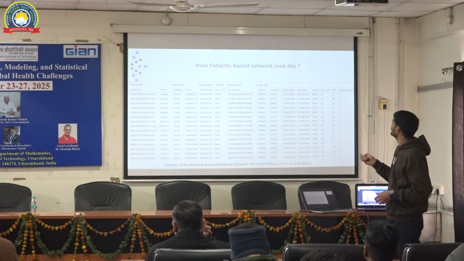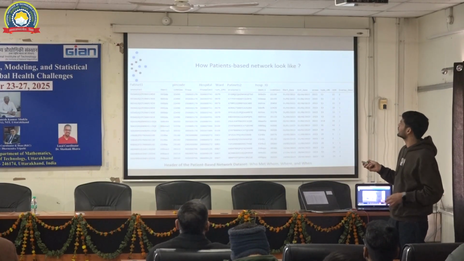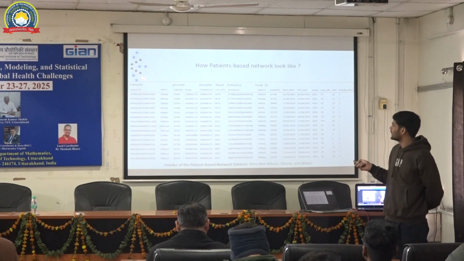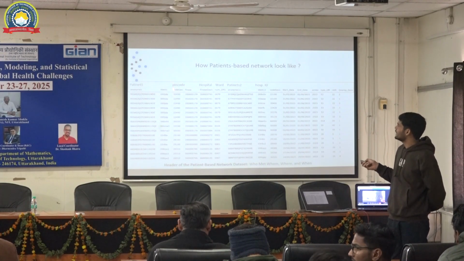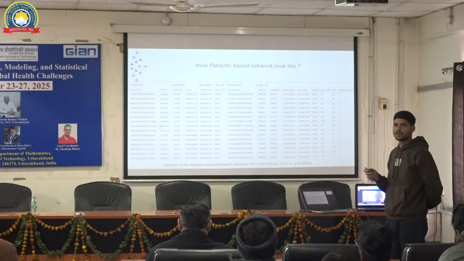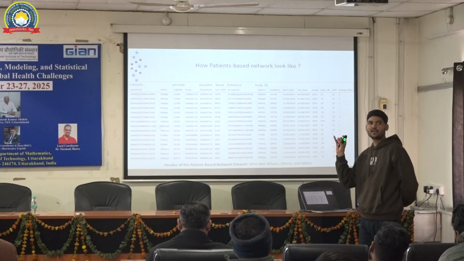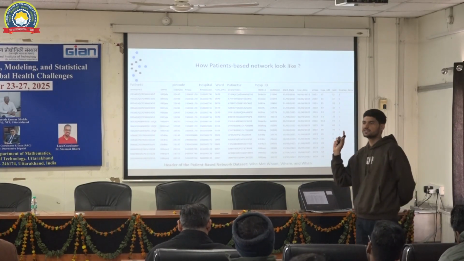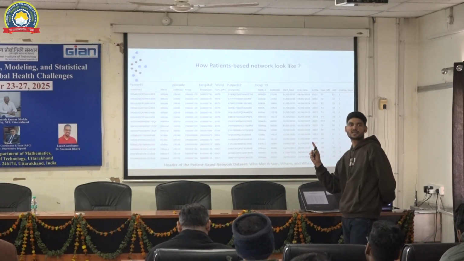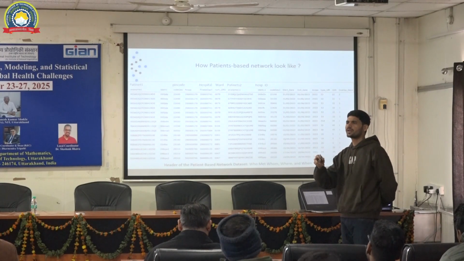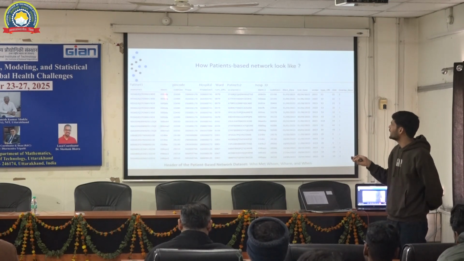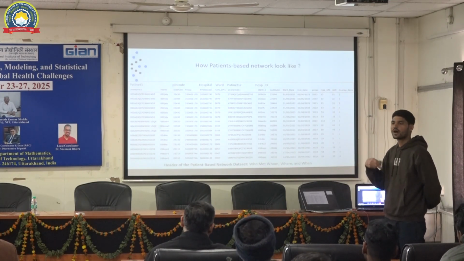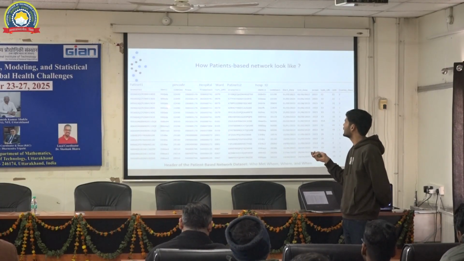Now we can see what this patient-based network looks like. As I told you, this is the patient 1 ID. It's a pseudo number because of privacy concerns. Ident is the hospital admission ID. You can differentiate the two, the patient ID and the hospital ID. The patient ID is created only once, from the social security number, like your Aadhaar card number, but the hospital ID is created each time. If you visit the hospital after one month, you have a different ID.